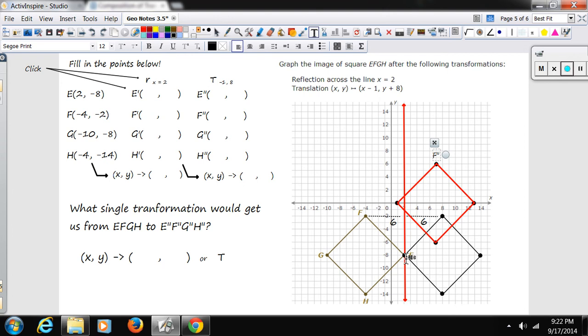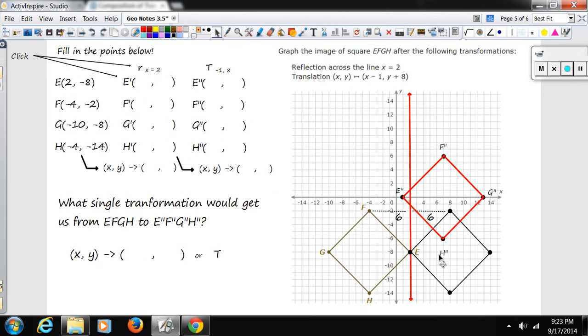This E is going to stay here and then go over 1 and up. So this is going to be E double prime. And then G double prime is going to reflect way back here, then it's going to come up to here. So here's G double prime. And then of course H double prime is right there. And you can put in the primes also if you want to.